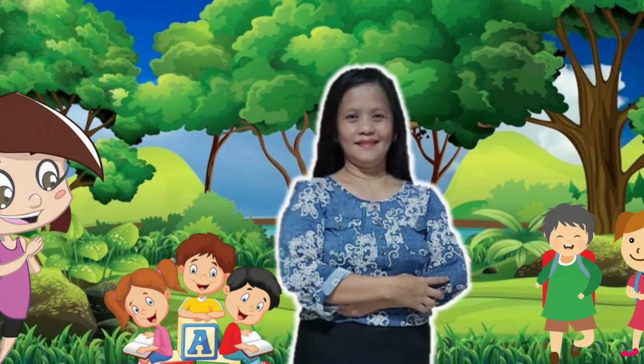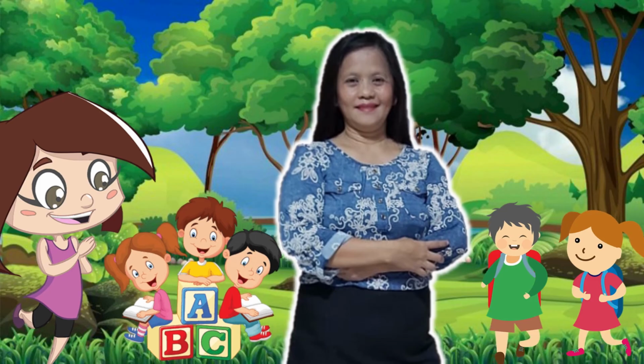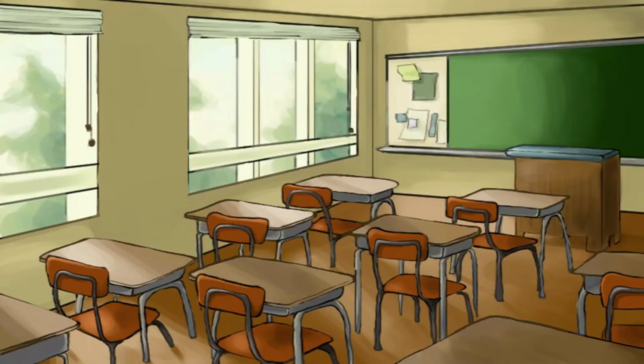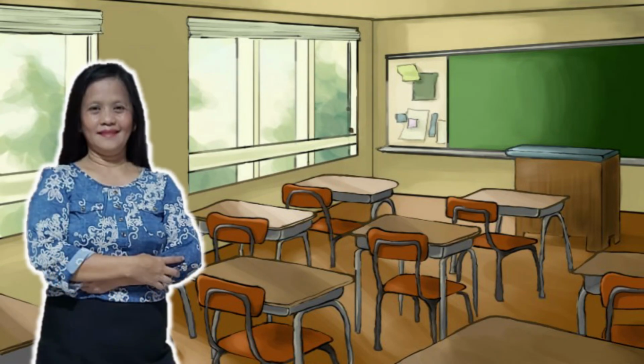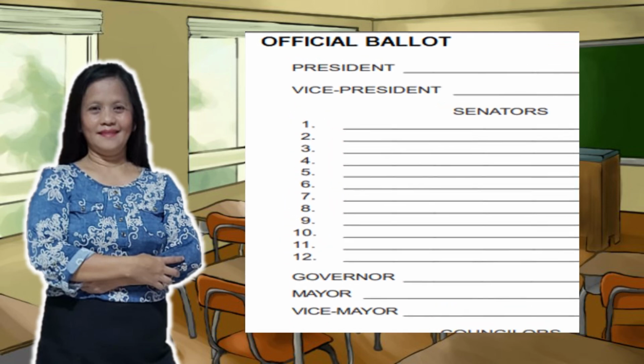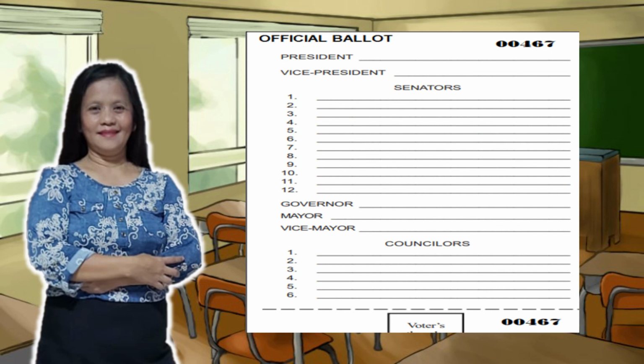Great job, children! Thank you for accomplishing this form accurately. In the next slide, you will be learning about another important form. Okay, here it is. What is the name of the form? Yes, it's an election ballot form. Have you tried to fill out an election ballot? When are you going to fill it out?